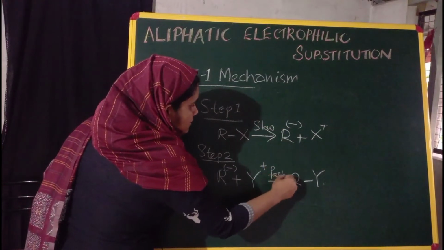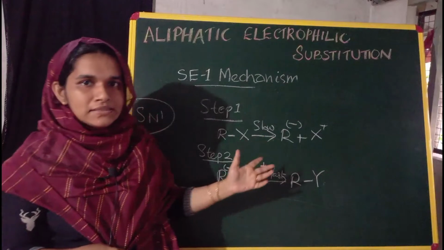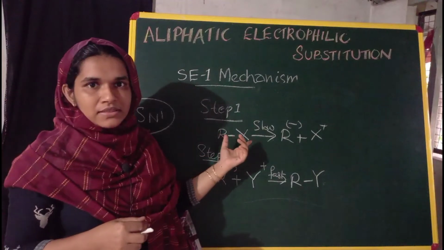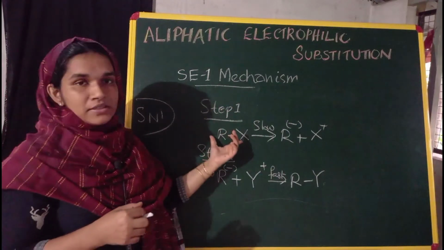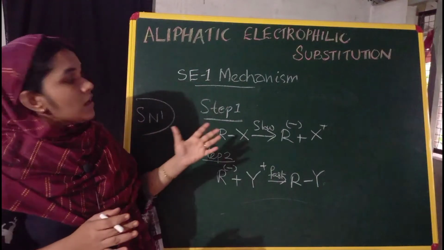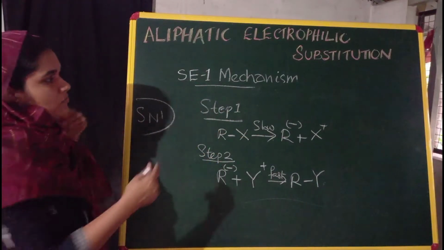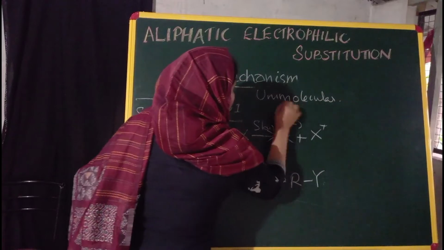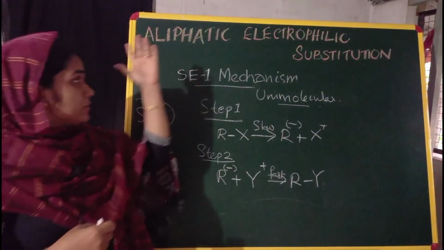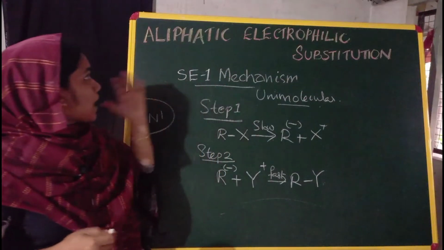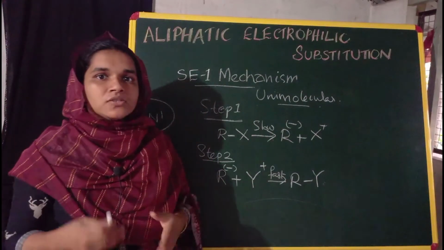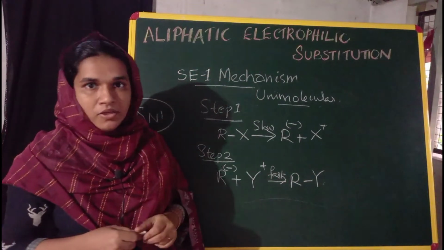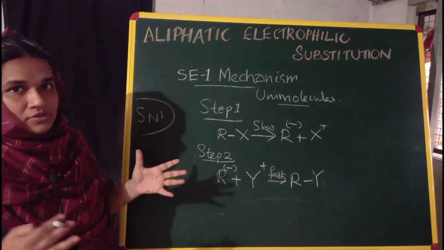This is the fast step. We know that the slowest step is the rate determining step. Since in this rate determining step only one reactant is there, it depends upon the concentration of the substrate only, and the reaction will be unimolecular. In many electrophilic substitution reactions of aliphatic compounds, there is evidence for a unimolecular mechanism, so this mechanism may be operating.